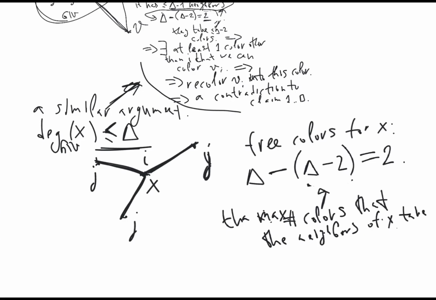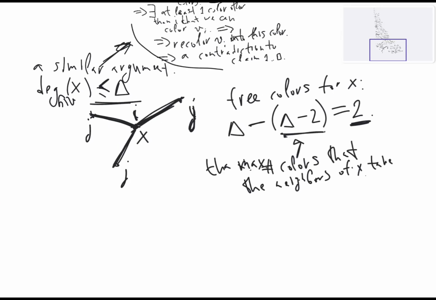There are at most delta neighbors, but 3 of them have the same color, so we need to subtract 2. That's why delta minus 2. So we have 2 free colors for this vertex x, so one of them is i, and there is at least one other one. So we can recolor. Similarly to the previous case, we can recolor x.